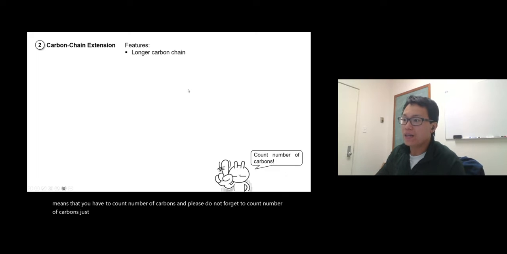Just like IR, NMR, if you have the molecular formula, what do you do? You do DOU first. You just have to do that as a routine. Count the number of carbons, right?